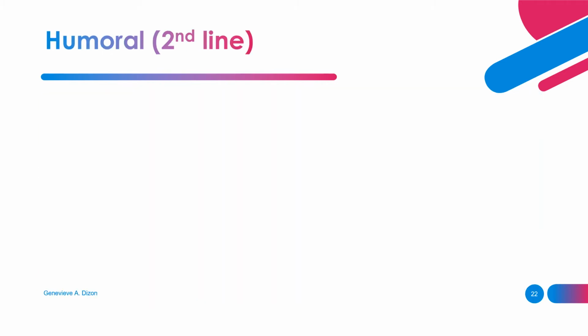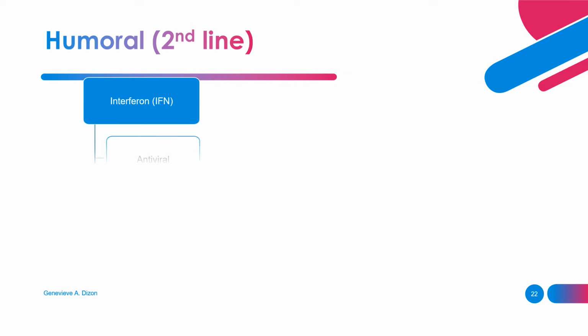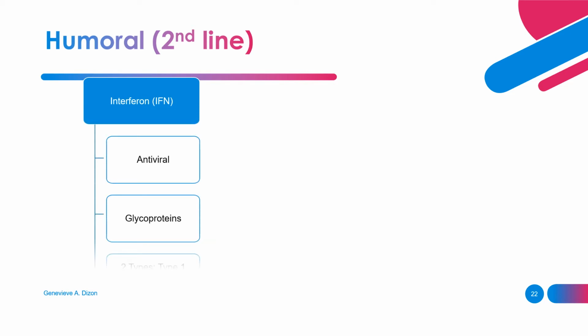The fourth humoral component is interferon. Now, these are glycoproteins that are antiviral in activity. They are called interferon because they are able to interfere with the viral replication, therefore stopping its processes and multiplication. There are two types of interferon. We have type 1 and type 2. Under type 1, it can be interferon alpha and interferon beta, and type 2 has interferon gamma.